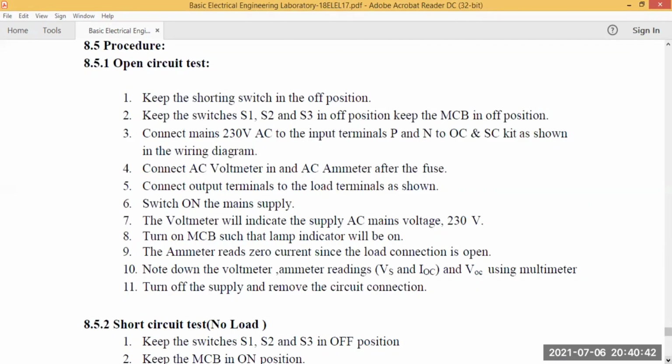On the input side, you need to note down the voltmeter reading. After that, you need to turn on the MCB. The ammeter shows zero current because it is an open circuit. Note down the voltmeter and ammeter readings using the multimeter, and turn off the supply and remove the circuit connection.